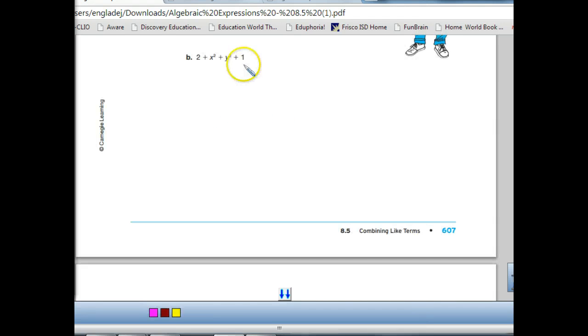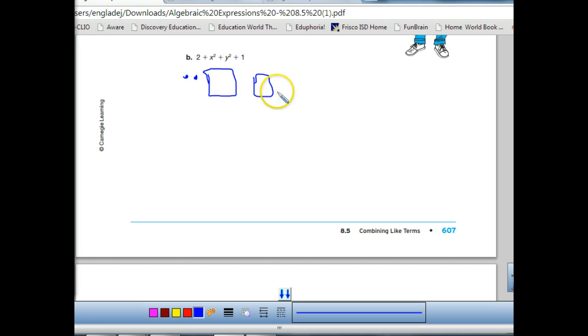Part B, 2 plus x squared plus y squared plus 1. So let's just see if we can do it without our algebra tiles. You can use your algebra tiles if you want. All right, so x squared is going to look like this. Remember, y is smaller than x, so y squared is also going to be smaller than x squared. Okay, so this is x squared plus y squared plus 1.